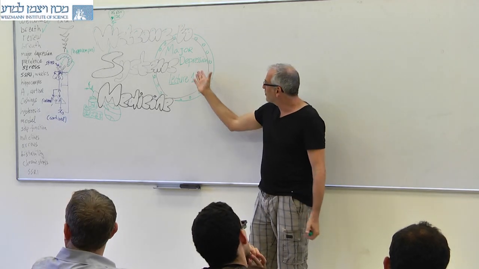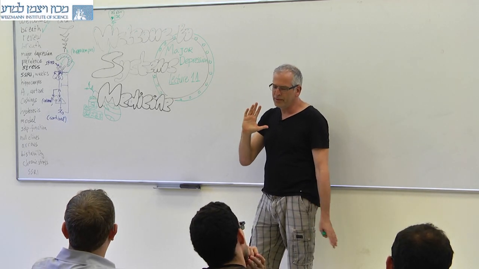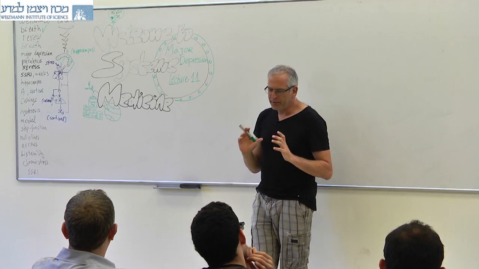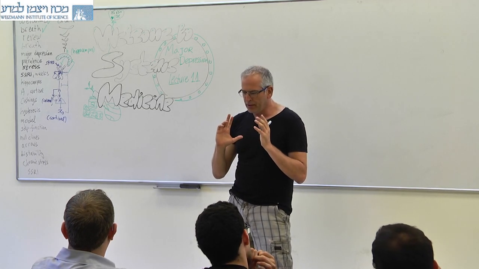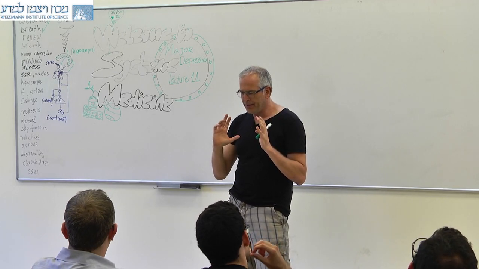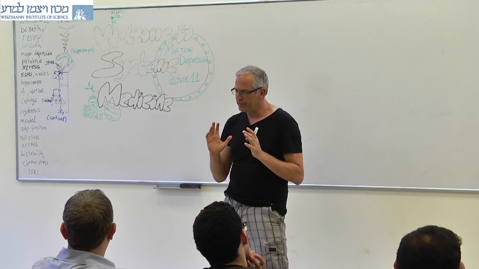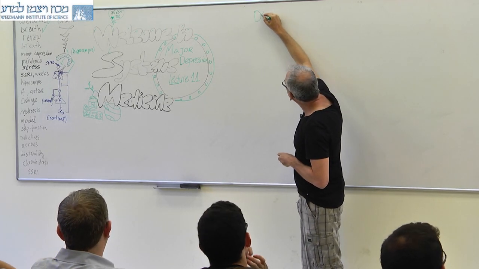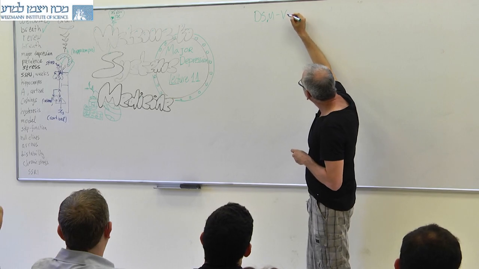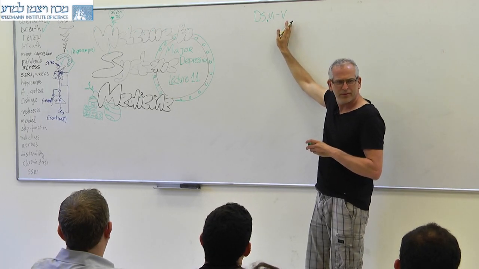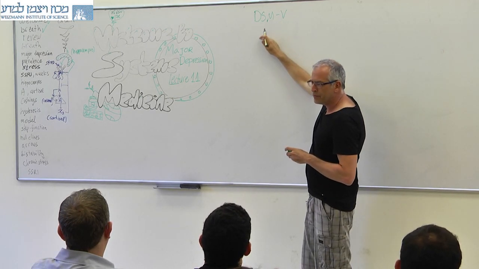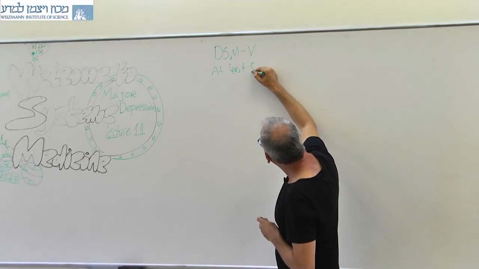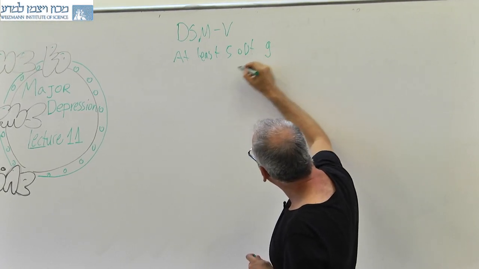Of course, it's a category in psychiatry, and that means, like I said before, that it's based on the subjective judgment of a psychiatrist. And the way it works today is you have the Diagnostic and Statistical Manual. I think it's 5 now. And here you have some criteria for depression. So at least 5 out of the following 9.